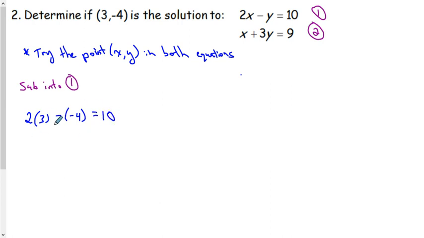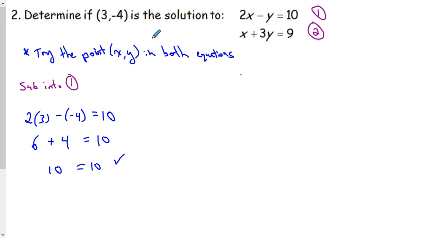If the left side equals the right side, then we know that is indeed a point on the line. So let's see if that's the case. 2 times 3 is 6, minus negative 4 is actually plus 4. So 6 plus 4 is 10, so 10 equals 10. That means yes, check mark. That point is on the line.